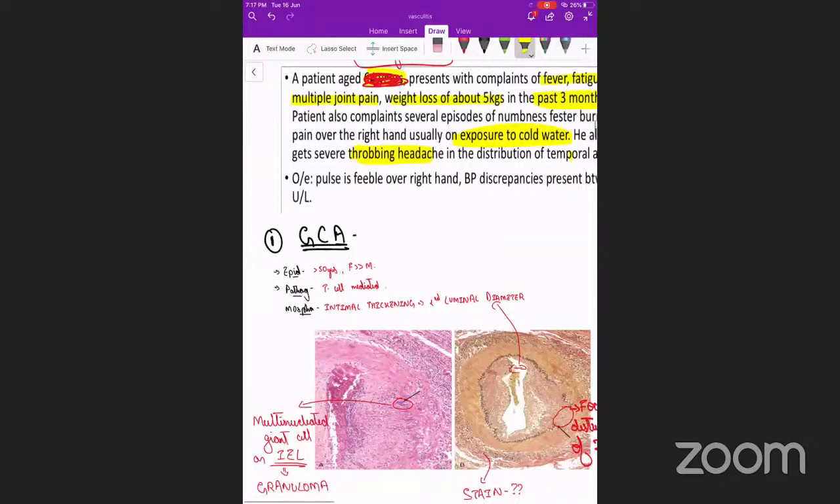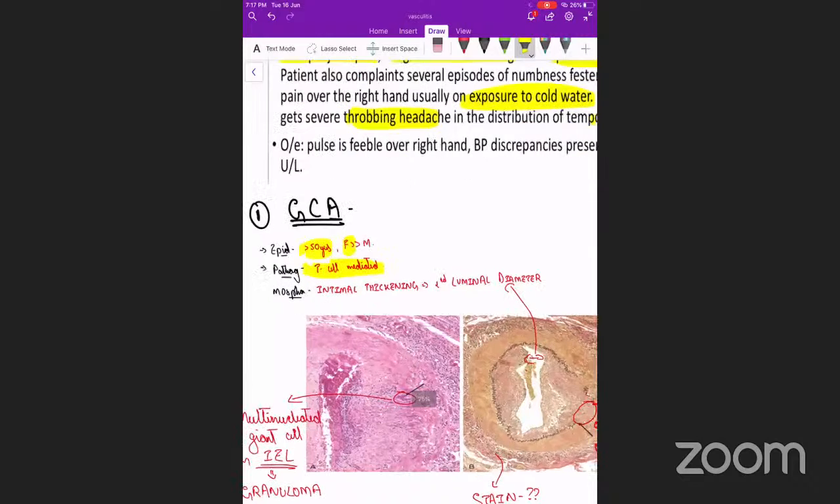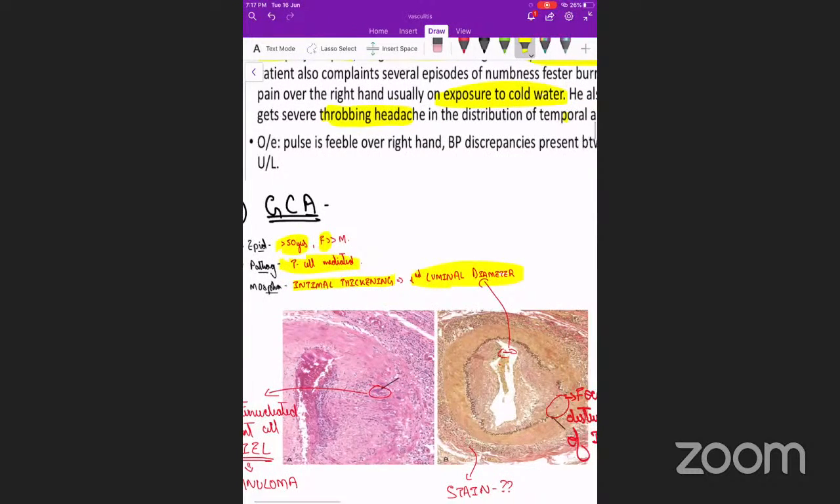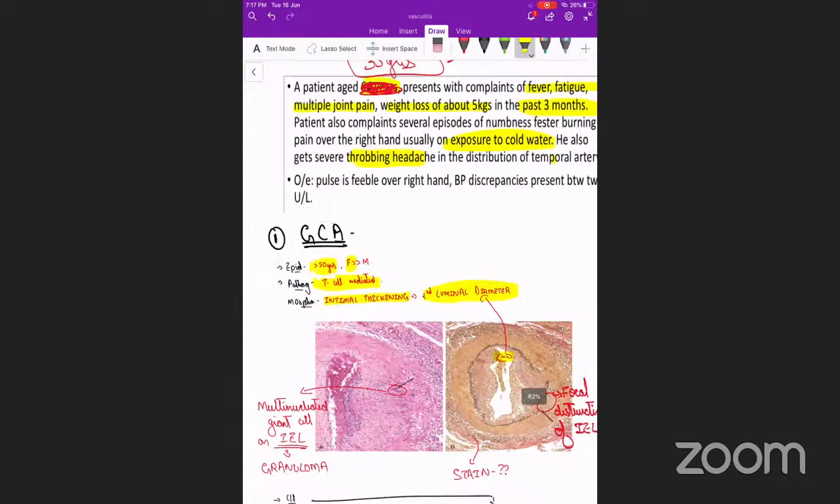Epidemiology, as mentioned already, usually affects above 50 years. Females are involved more. What was the pathogenesis? We saw in our first classification that pathogenesis for GCA was T cell mediated, which led to formation of necrotizing granuloma. On doing biopsy, what do we see? One is intimal thickening, which will lead to narrowing of the luminal diameter. As we see over here, the luminal diameter is narrowed.